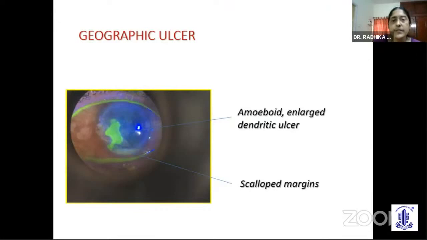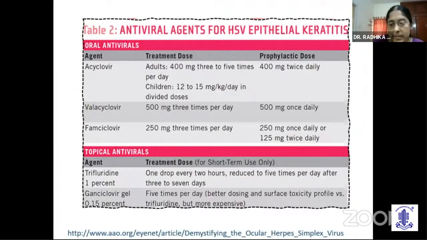And because the dendrites have joined up together, the margins are scalloped. So the conjunctivitis, the SPK, the dendrite, and the geographic ulcer form the various manifestations of the epithelial form of HSV keratitis. So knowing this, how would we treat it?